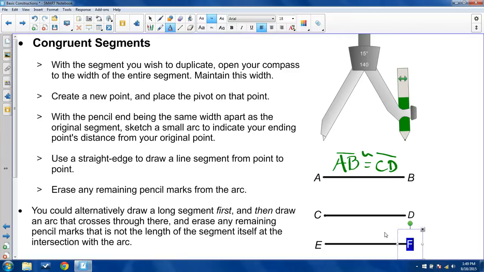So there's F, like so. Okay, and I've made two duplicates of what I wanted to. So AB is congruent to CD. It's also congruent to segment EF.